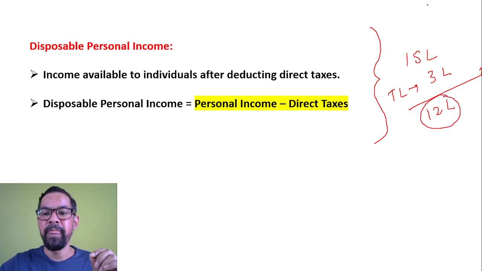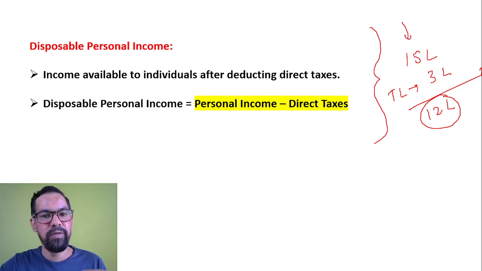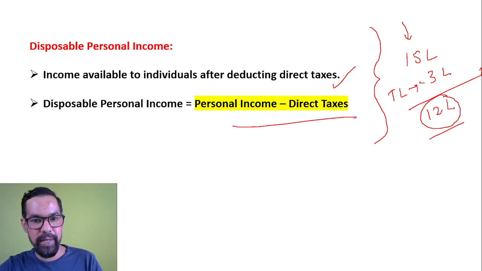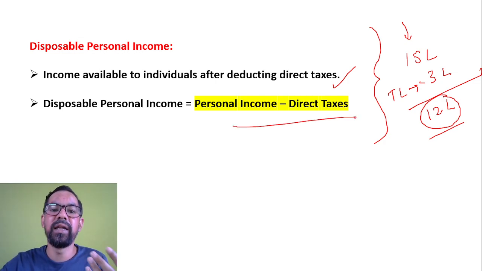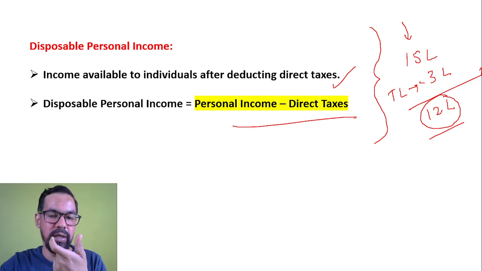Very simple, right? So there is a person whose annual income is 15 lakh, and out of this 15 lakh he has to pay 3 lakh rupees in taxes. If you subtract taxes from your income, that outcome is known as your disposable income. So it is the income available to an individual after deducting direct taxes. Disposable personal income equals personal income, that is 15 lakh, minus direct taxes, income tax, that is 3 lakh. So the disposable income is 12 lakh rupees. Hope this is clear.